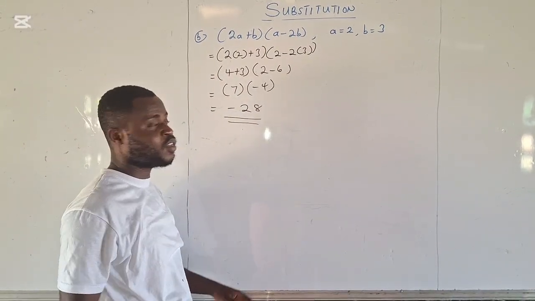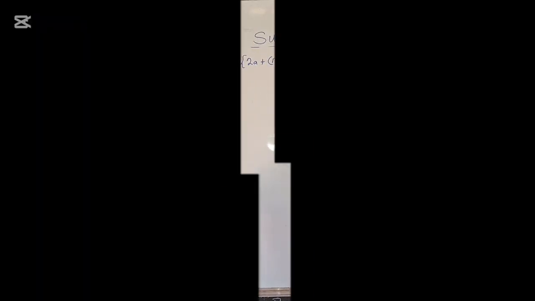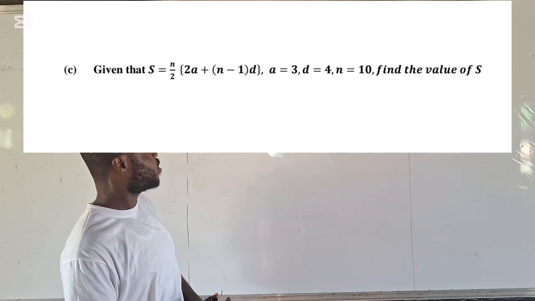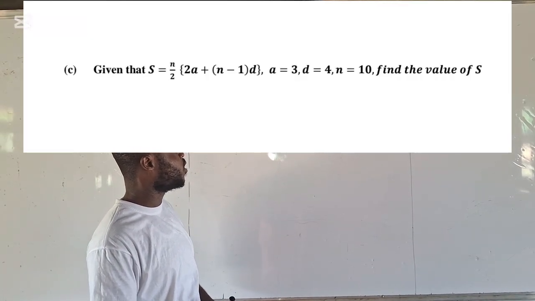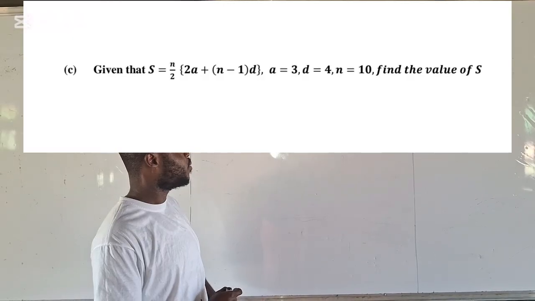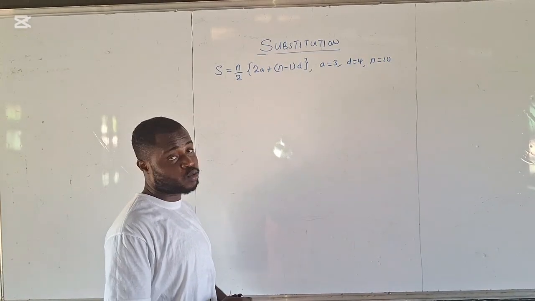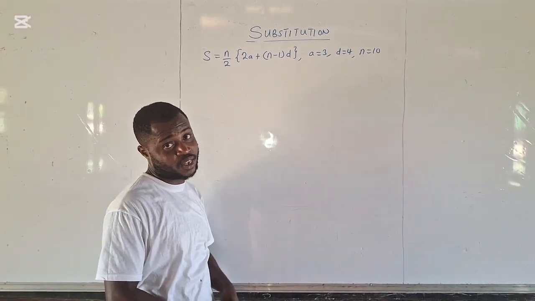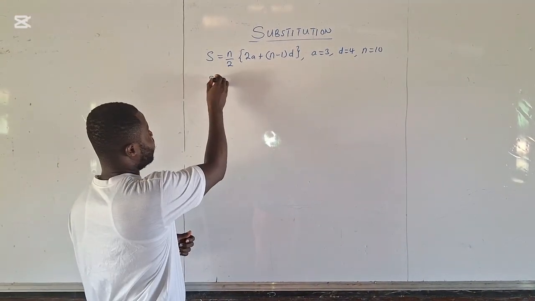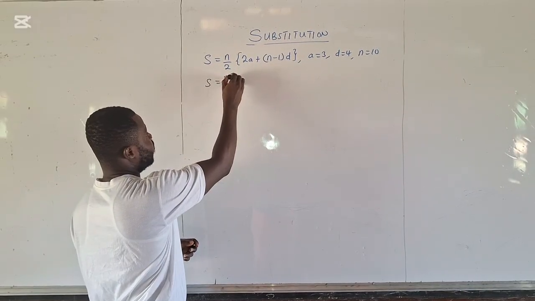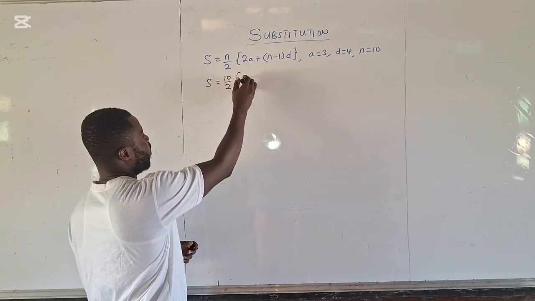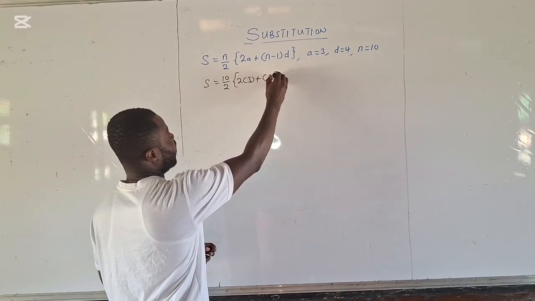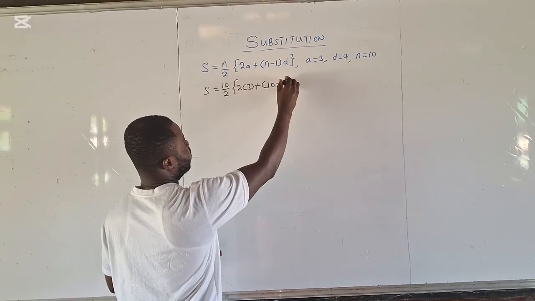Now let's take our last question on substitution, as posted on the screen. S is equal to n over 2 bracket open 2a plus bracket open n minus 1 bracket close d bracket close. Now a was given as 3, d was given as 4, and n was given as 10. Substitution. So our S is equal to the n was 10. So 10 on 2 bracket open 2 times the a was 3 plus n is 10 minus 1 times this 4 bracket close.